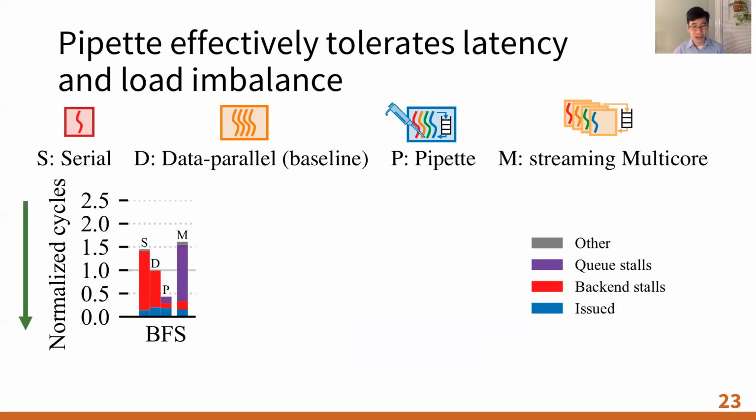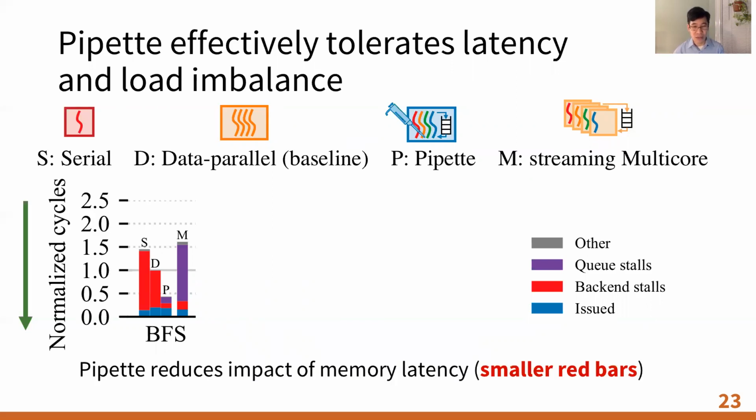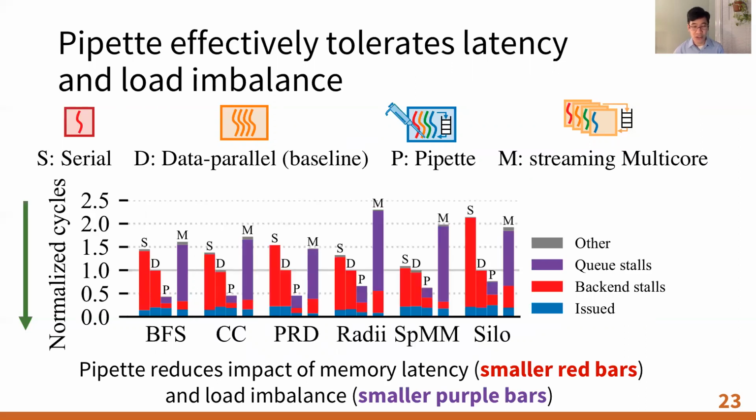Pipette, the third bar, labeled P, reduces the impact of memory latency, as shown by its smaller red bars, and also outperforms the streaming multi-core system by better managing load balance, as shown by the smaller purple bars. These observations also hold for the other applications.